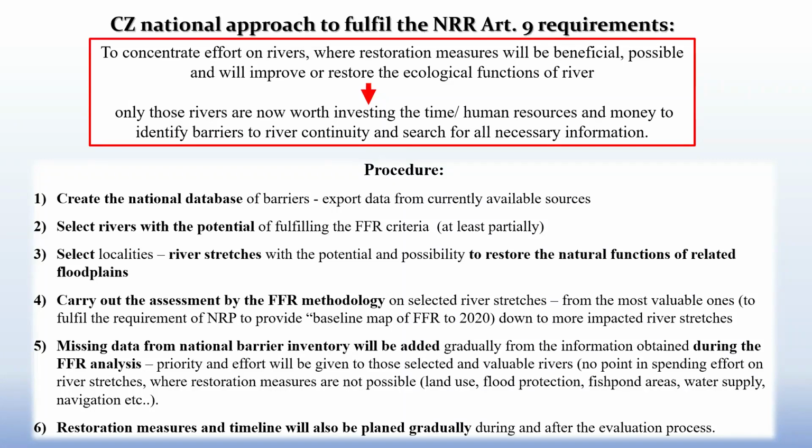And we've got a lot of missing data about the barriers. And again, we decided not to waste time on the river stretches which we can't really help. And so missing data from the National Barrier Inventory will be added gradually from the information obtained during the free-flowing river analysis. While we will be doing the analysis, we have to know about the barriers anyway. So we will fill the gaps in the inventory throughout this process. And also restoration measures and timeline will be planned during the evaluation process.